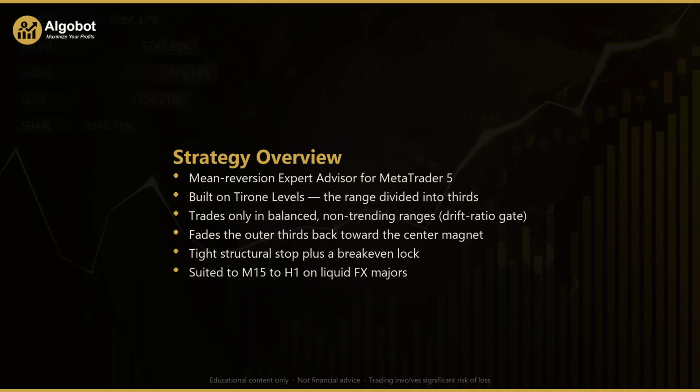That return move is exactly what this strategy tries to capture, but it's very selective about when it acts. A drift ratio filter measures how far price has traveled from one end of the window to the other, compared to the size of the range. If the market has actually trended across the window, the filter blocks any trade, keeping the strategy out of strong directional moves that tend to punish range faders. On top of that, an average true range filter makes sure the range is wide enough to be worth trading.